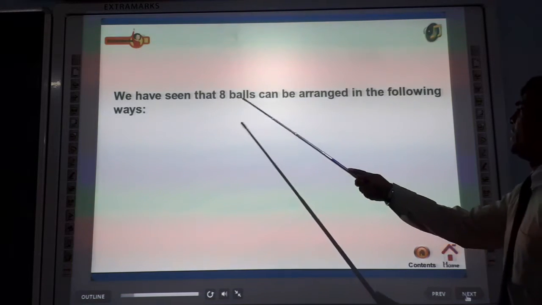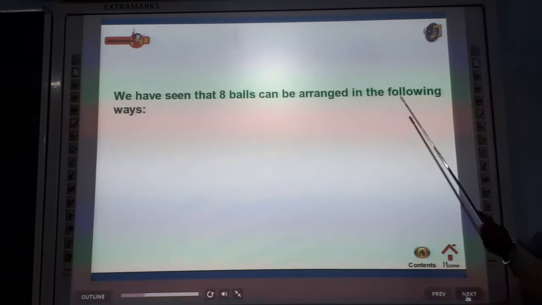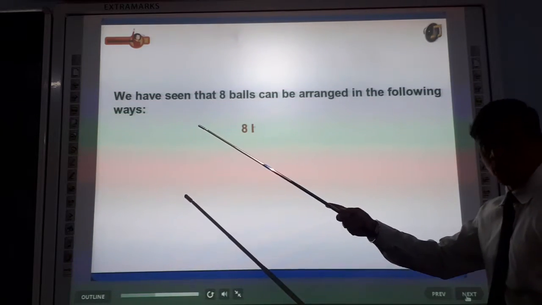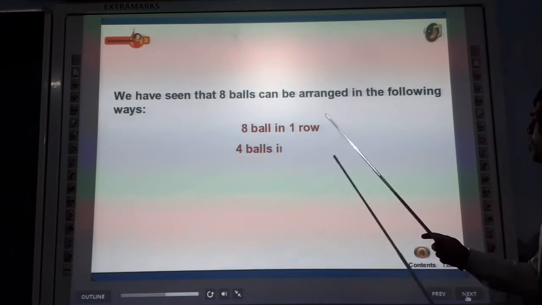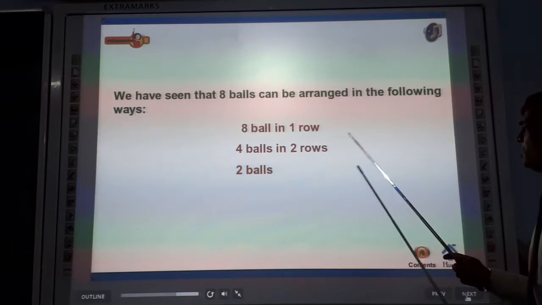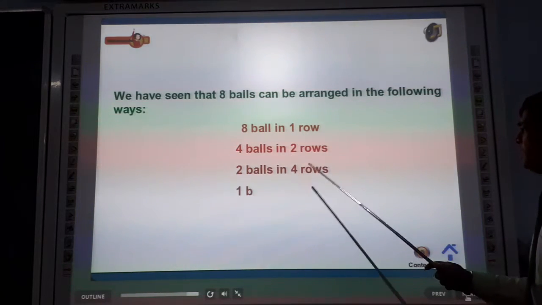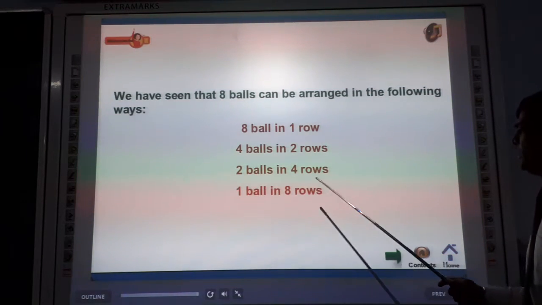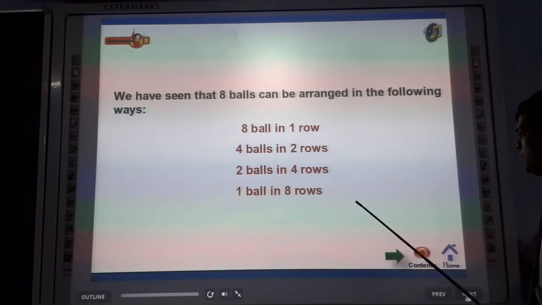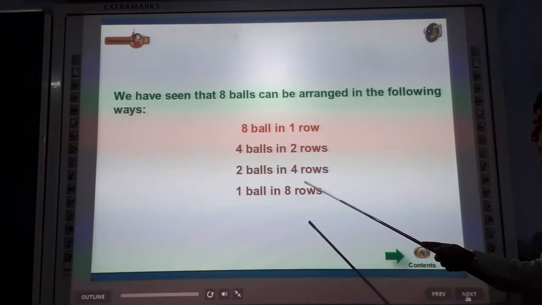We have seen that 8 balls can be arranged in the following ways. Okay students, 8 balls in 1 row, 4 balls in 2 rows, 2 balls in 4 rows, 1 ball in 8 rows. Okay, look at this.